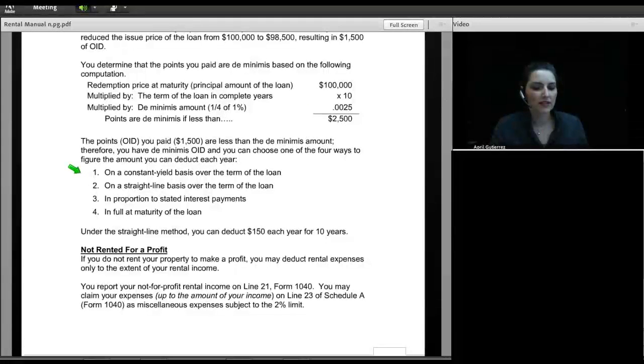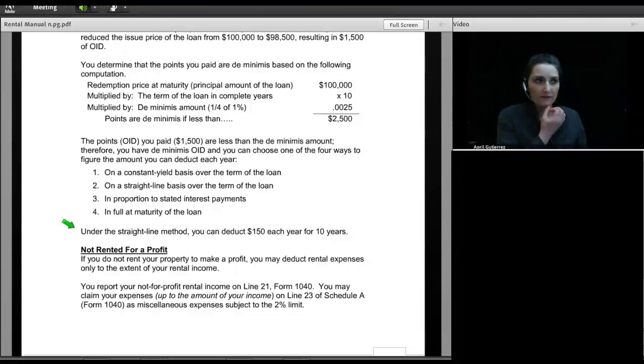On a constant yield basis over the term of the loan, on a straight line basis over the term of the loan, in proportion to stated interest payments, or in full at the maturity of the loan. Under the straight line method, you can deduct $150 each year for 10 years.